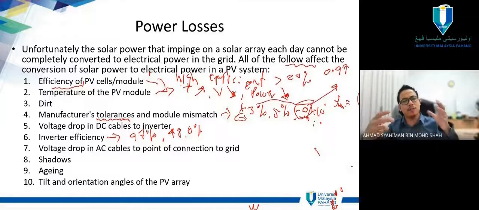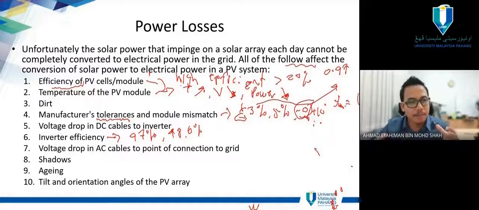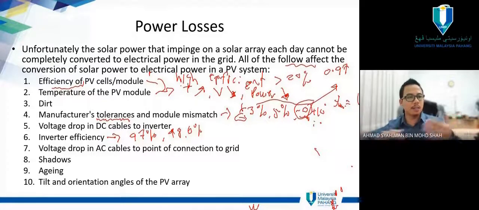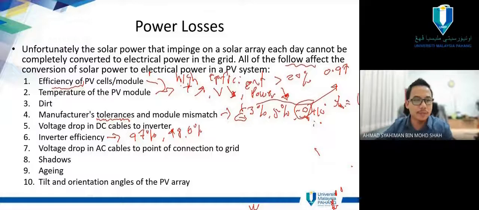The location you choose for the solar farm, the place for installing your solar modules, the solar power plant field, until the TNB grid, sometimes it takes several kilometers. So that also affects the losses.